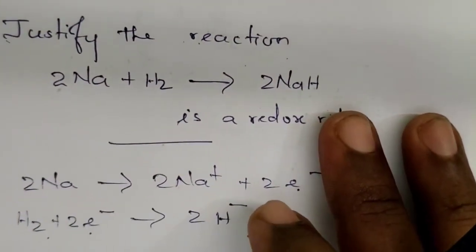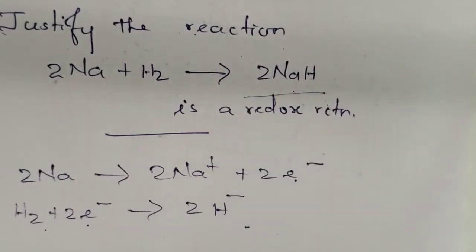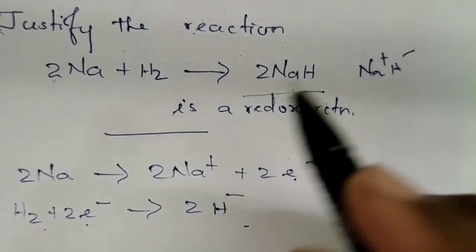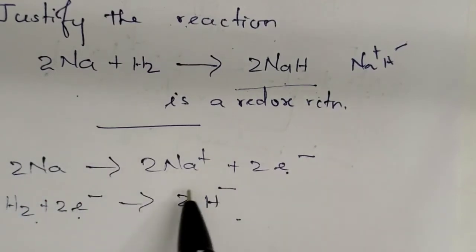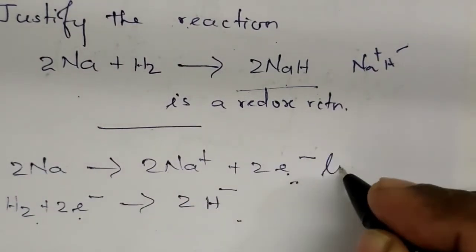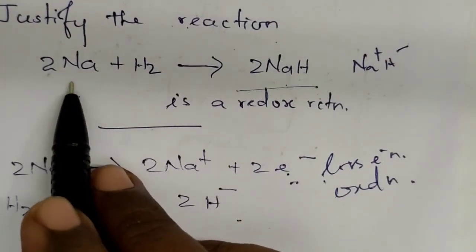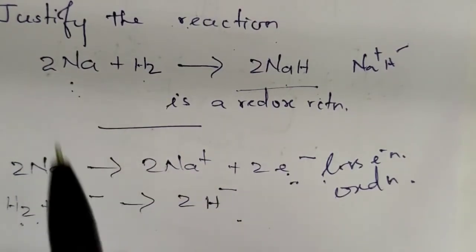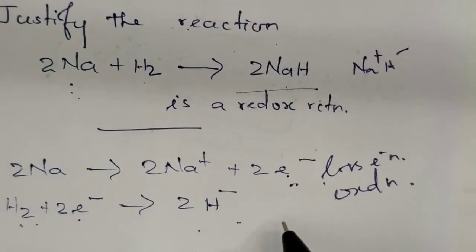Next problem. Justify the reaction 2Na plus H2 gives 2NaH. NaH, sodium hydride, is an ionic compound. Ionic compound in the sense it can be written as Na+ H-. That means we can write this equation in two half reactions. One is 2Na gives 2Na+ plus 2e-, loss of electron. Loss of electron means oxidation. That means in this reaction sodium undergoes oxidation and hydrogen gains that electron lost by the sodium and is converted into H-. Gain of electron is called reduction.